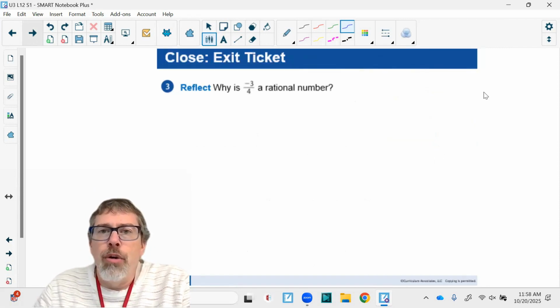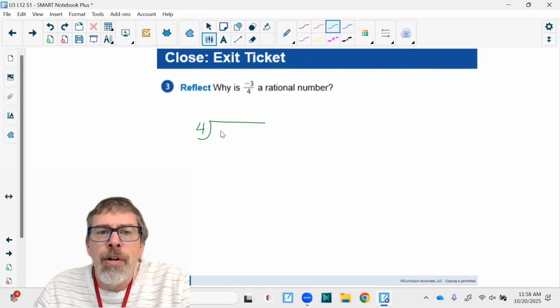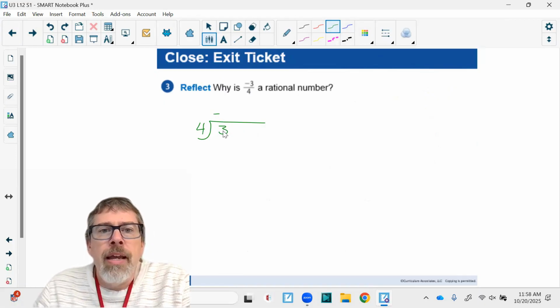So now we're going to close. Quick lesson. Why is -3/4 a rational number? Well, if I took this, that means -3 divided by 4. So let's just do the positive first. A negative divided by a positive is negative, so I'm just going to throw that up there. And 4 will not go into 3, so I'm going to put a 0, and I need a decimal. And then I need a 0 down here.